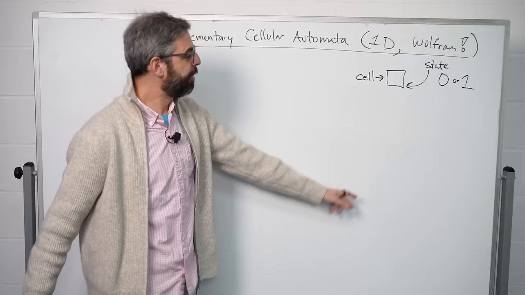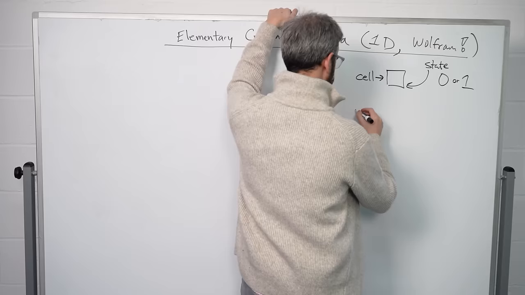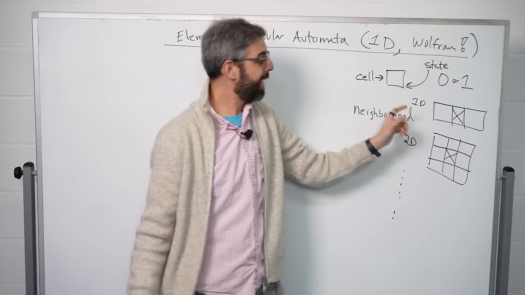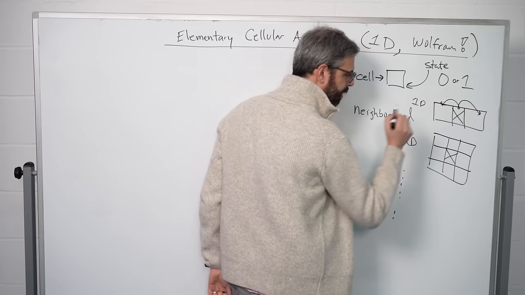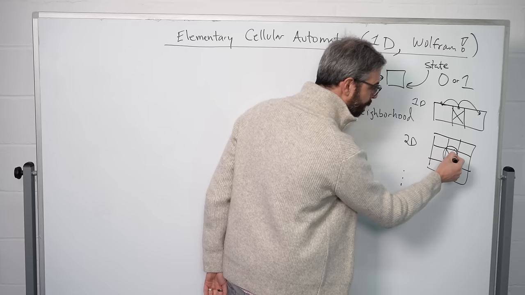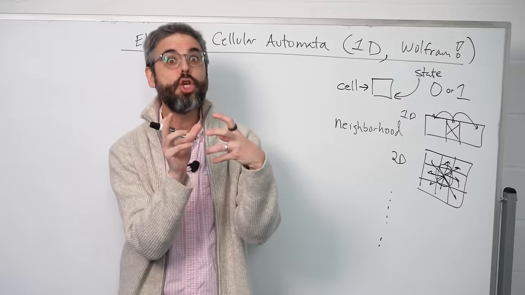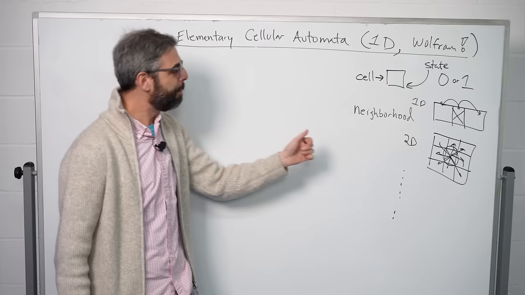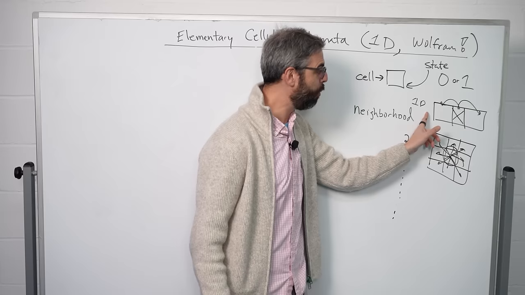The cell exists inside of a neighborhood. In the case of a one-dimensional CA, that cell is just going to have a neighbor to its right and a neighbor to its left. In the case of a two-dimensional CA, like with the Game of Life, that particular cell might have neighbors that surround it in all directions. You could imagine how you could have an idea of a cube being a particular cell inside of a three-dimensional CA. But the simplest version of this, the elementary cellular automata, is in one dimension with a cell that has neighbors to its left and its right.